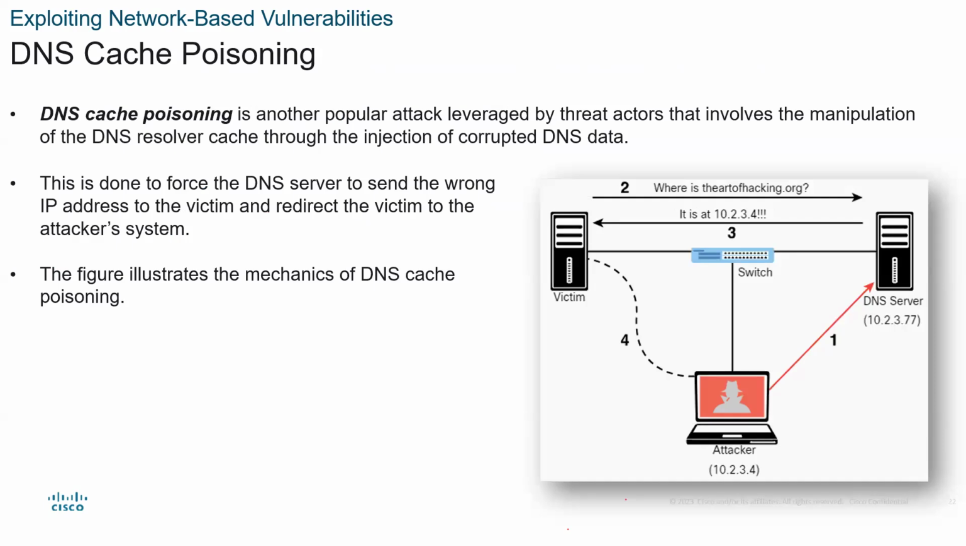So let's look at DNS cache poisoning. This is another popular attack leveraged by threat actors that involves the manipulation of the DNS resolver cache through injection of corrupted DNS data. Simply put, the DNS is a server that provides name resolution services. All I need to do is overwhelm it and inject incorrect information, and it's added as part of the database. That's done by forcing the DNS server to send wrong IP addresses to the victim and redirect the victim to the attacker's system.